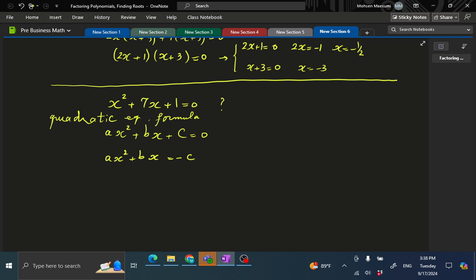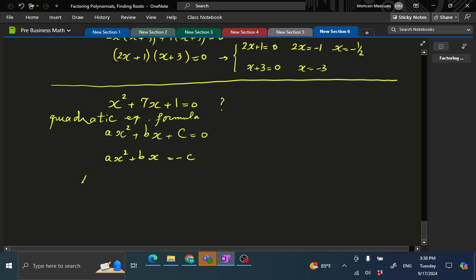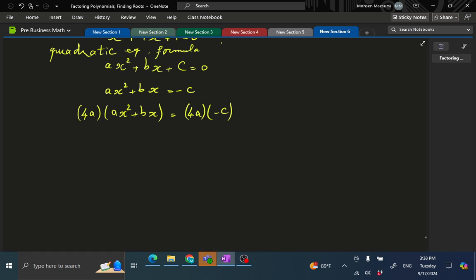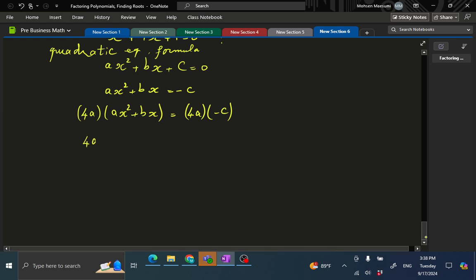Step 2: multiply both sides by 4a. So I'm going to multiply 4a by what I had on the left, and I'm going to multiply it by whatever I have on the right. We are multiplying both sides of an equation by the same number. So long as the number is not 0, you're fine. Now multiply through, and it becomes 4a squared x squared plus 4abx. And on the right hand side, I have minus 4ac.